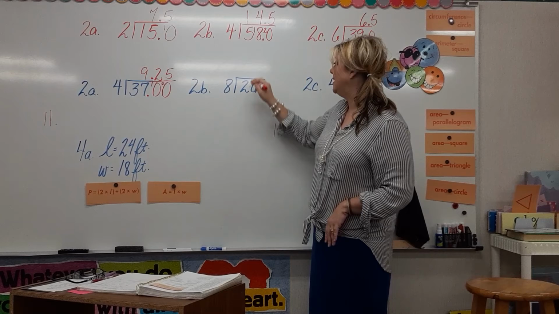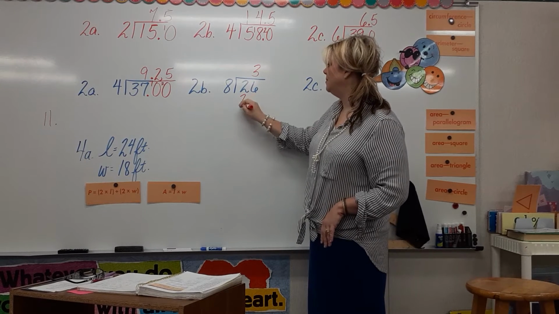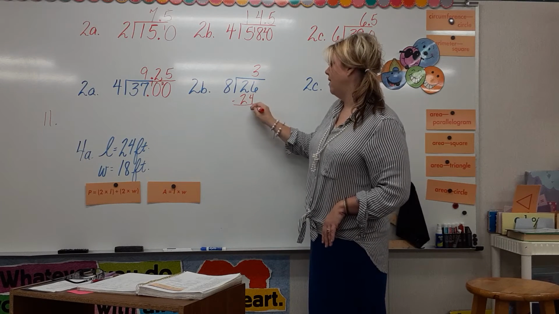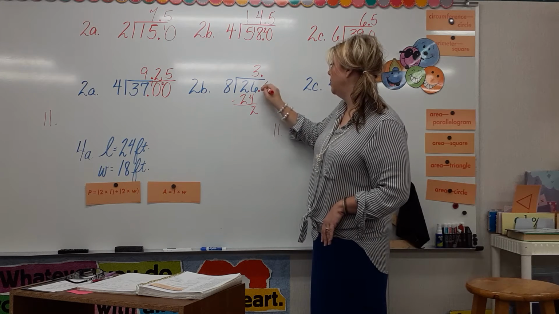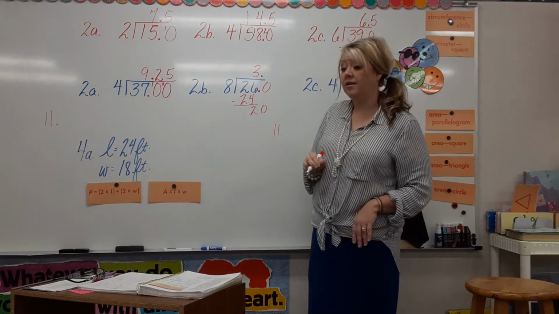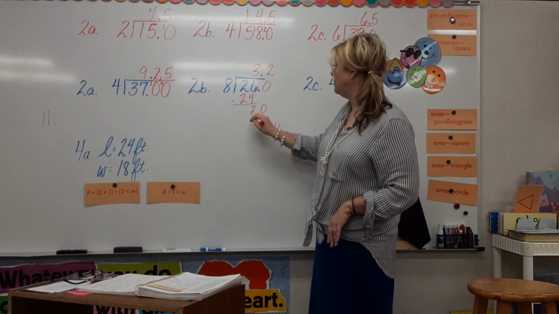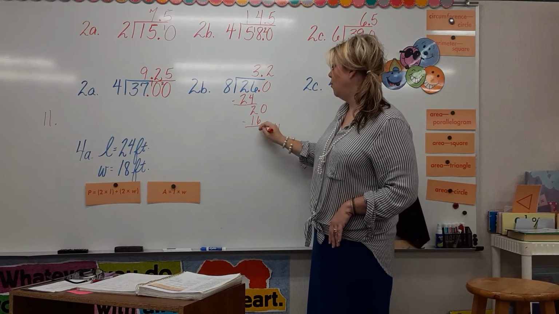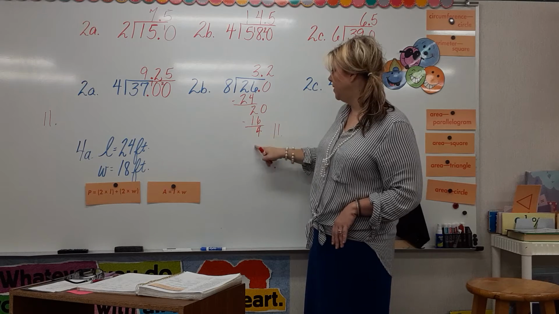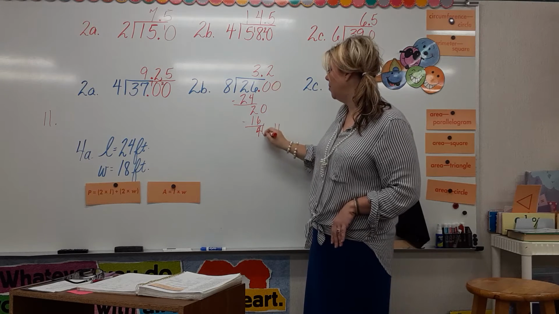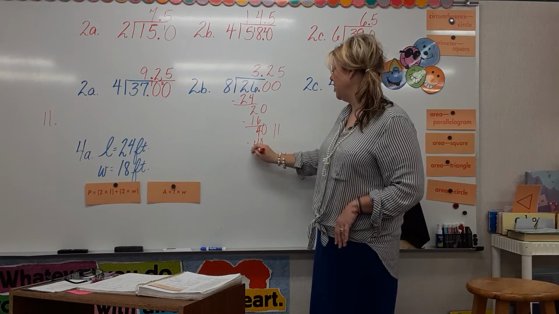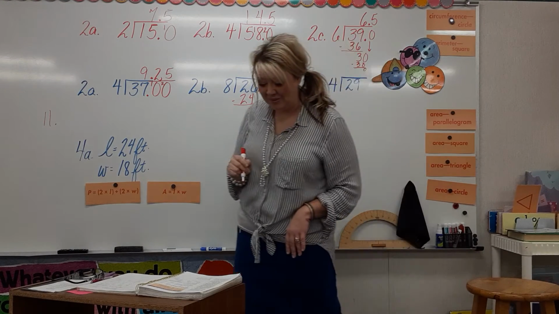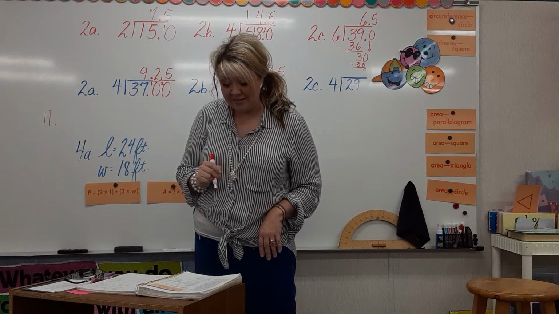8 goes into 26 3 times. 3 times 8 is 24. There's 2 left over. Add your decimal here and here, your 0. 8 goes into 22 times. 2 times 8 is 16. We've got 4 left over. That's less. Add another 0, bring him down. 8 goes into 45 times. And we are done. 3 and 25 hundredths is the answer for letter B.